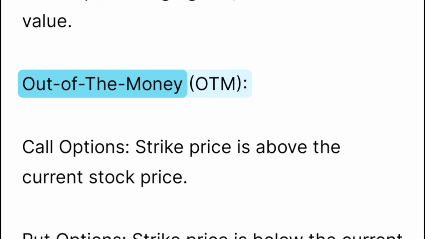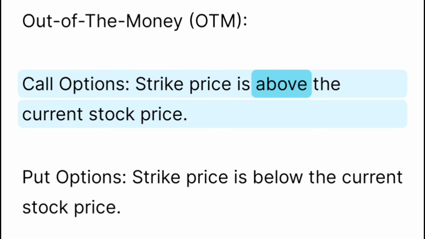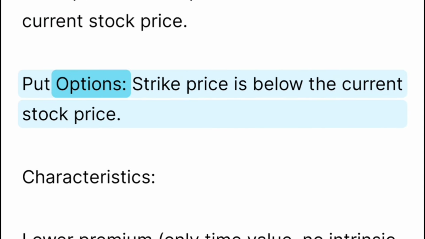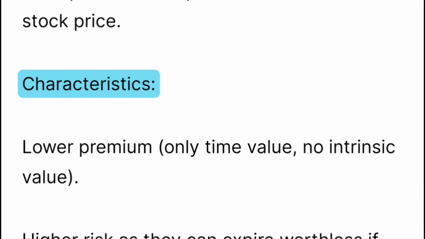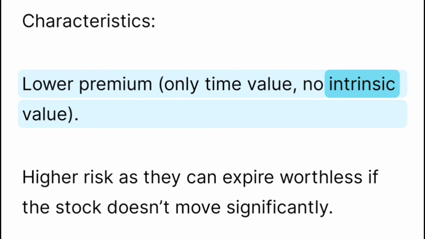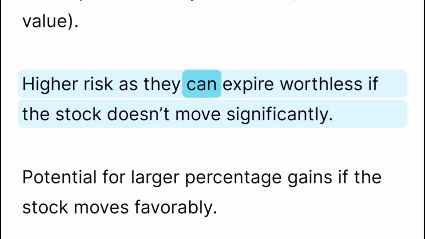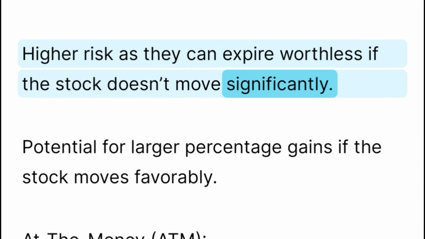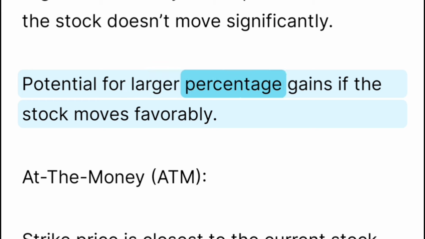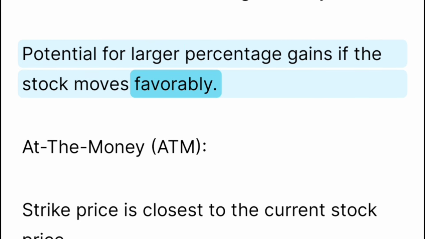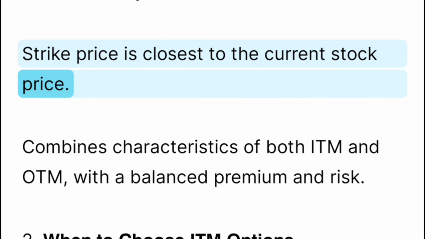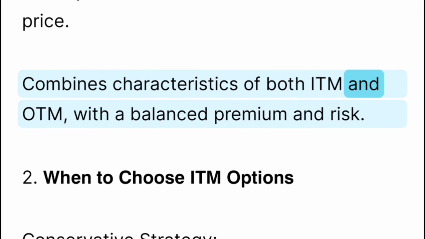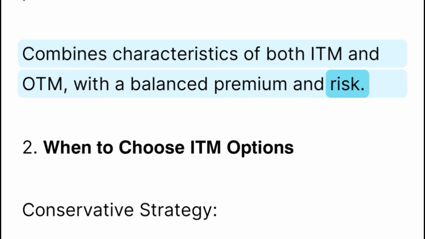Out of the money, OTM. Call options: strike prices above the current stock price. Put options: strike prices below the current stock price. Characteristics: lower premium, only time value, no intrinsic value. Higher risk, as they can expire worthless if the stock doesn't move significantly. Potential for larger percentage gains if the stock moves favorably. At the money, ATM: strike prices closest to the current stock price. Combines characteristics of both ITM and OTM, with a balanced premium and risk.